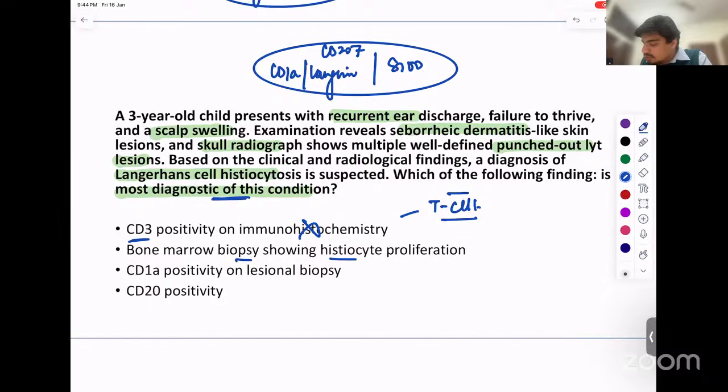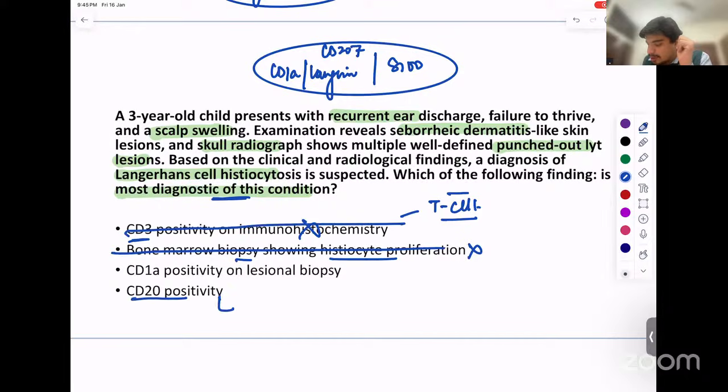Bone marrow biopsy showing histiocytic infiltration? No. Here they have not given you anything related to bone marrow involvement. They have not given you pancytopenia. And more importantly, bone marrow biopsy, while it can be done, is not really done as far as LCH is concerned. Histiocytic infiltration is not characteristic of LCH only. It can be seen in HLH also, and in other histiocytic disorders. So again, this is not the answer.